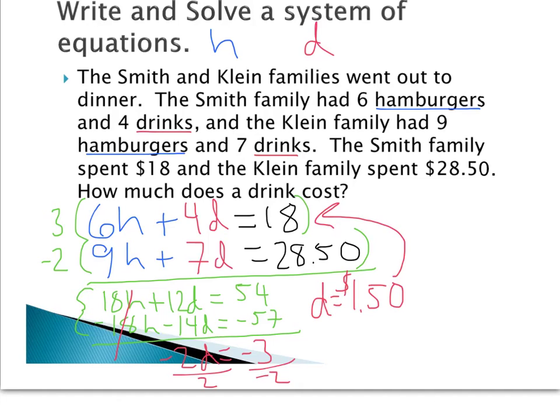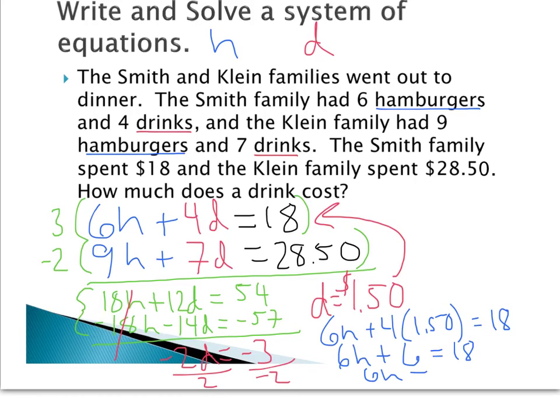Okay, so I plug in 1.50 for D into that first equation, so I'm going to have 6h plus 4 times $1.50 equals 18. So let's solve this equation. I have 6h plus, we get 6 equals 18. Subtract 6, I get 6h equals 12. So h equals 2. So my hamburger costs $2, my drink costs $1.50. So what we have would be $1.50 and $2.